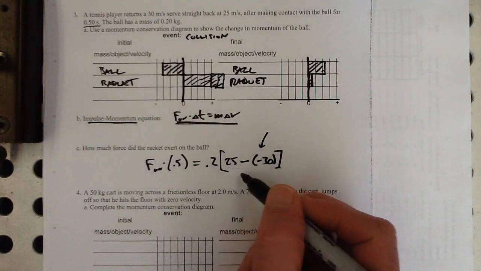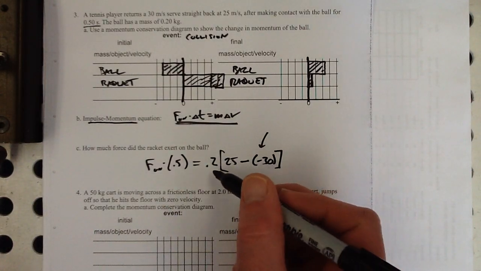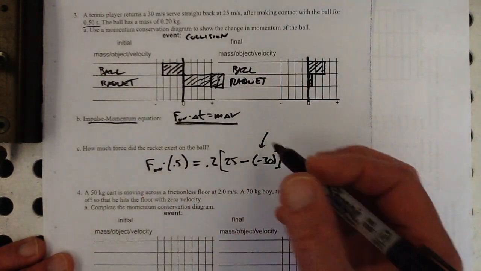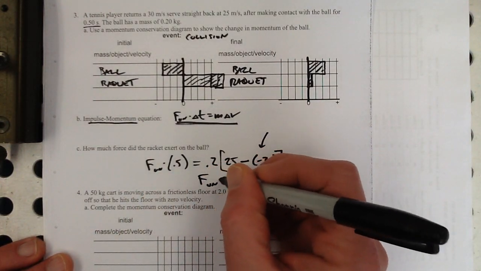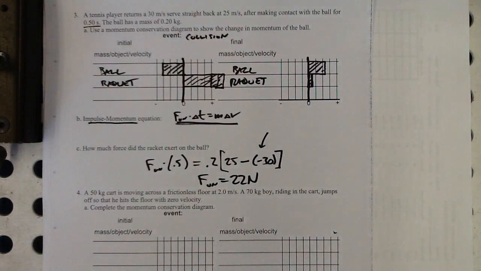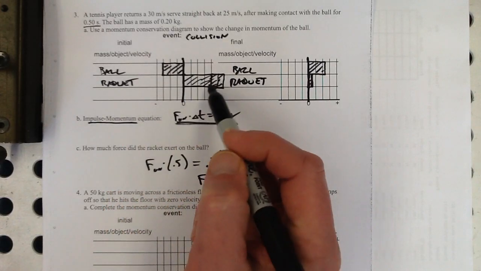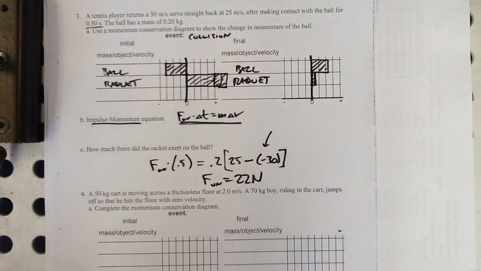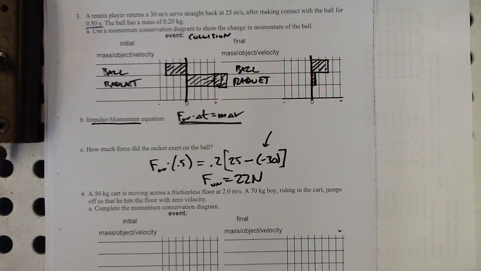This is 55 here, 25 plus 30. And then times 0.2, and then divided by 0.5, so I can find the amount of force. It's 22 newtons. So we didn't really have enough information like about the mass of the racket and how fast the racket was going to do an equation, a conservation of momentum equation. So we did that.